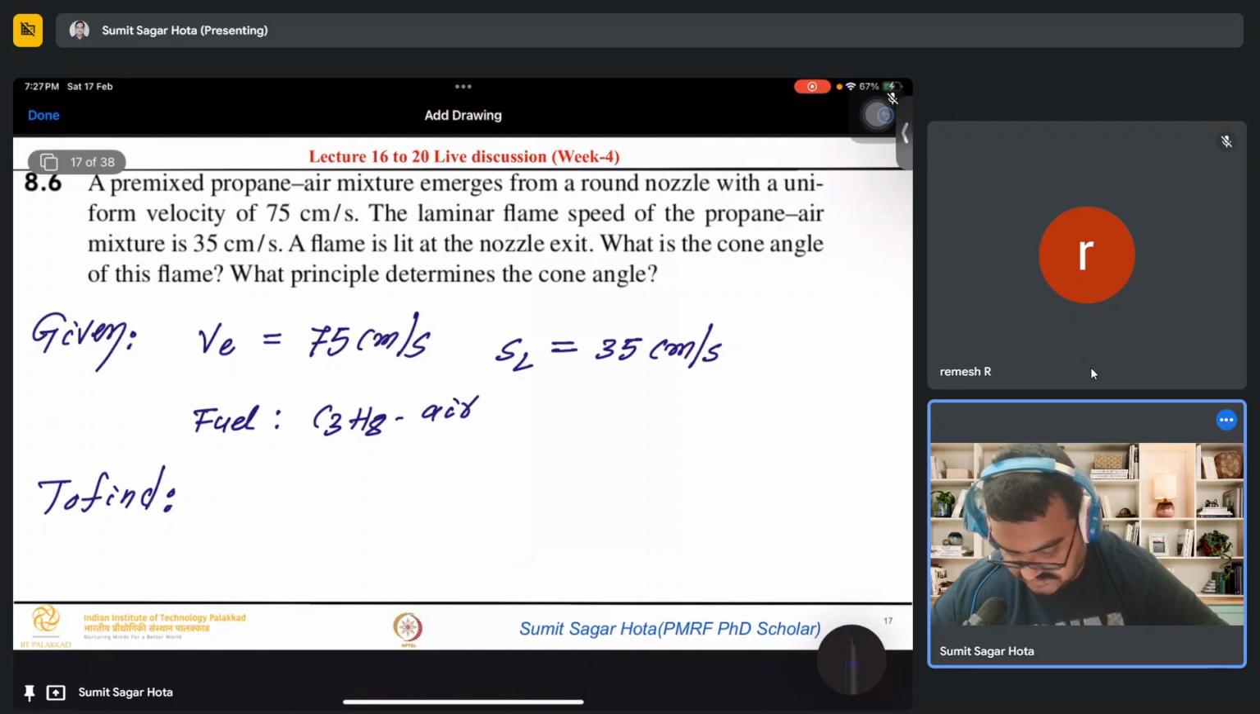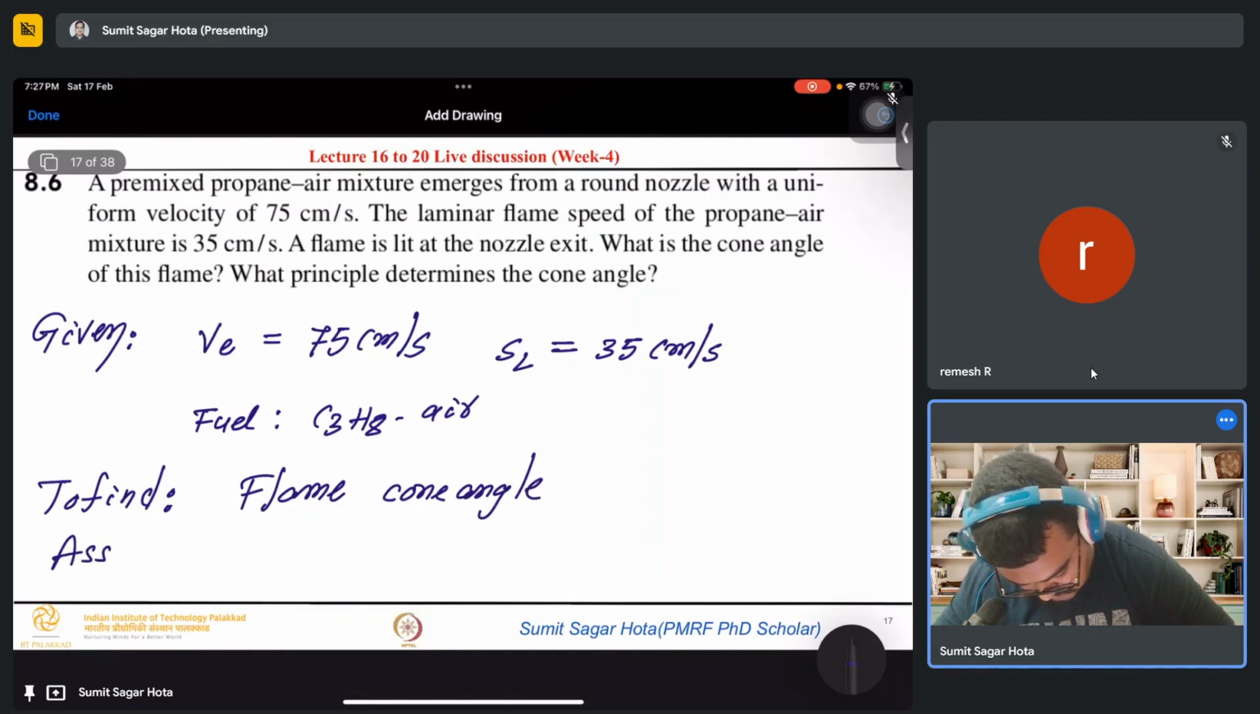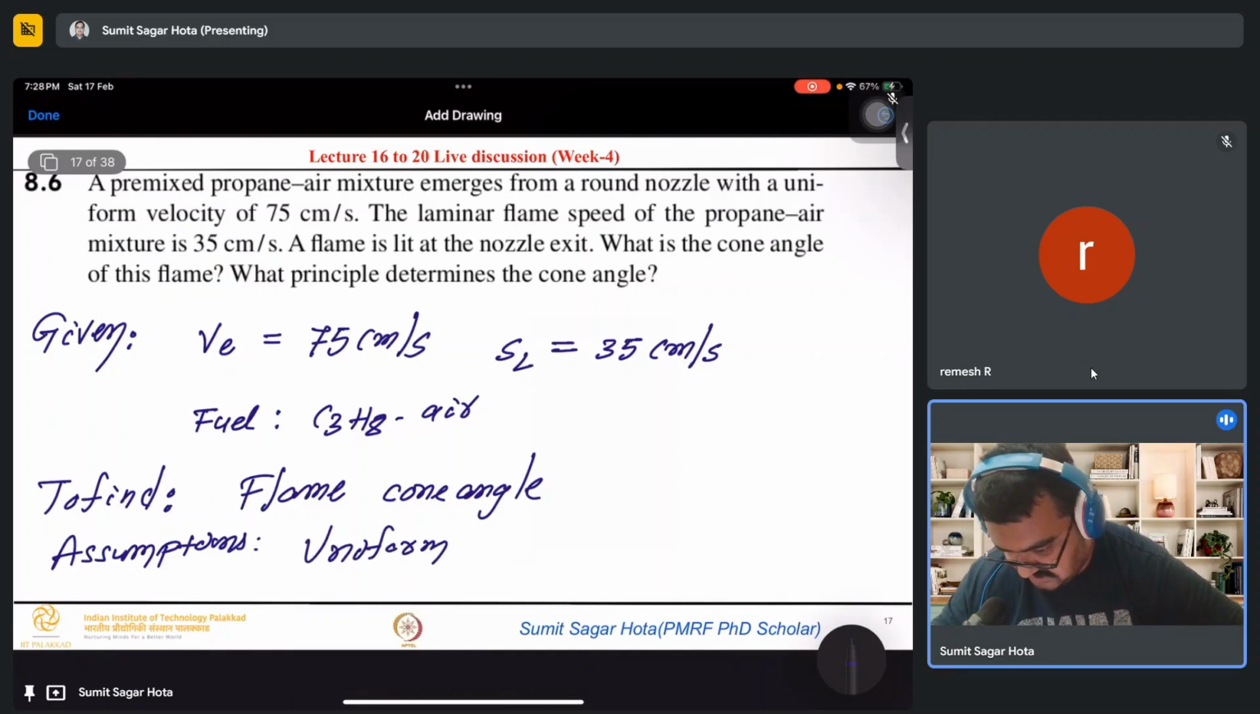I don't think they will ask about the principle. They will only ask you what is the flame angle, or flame cone angle, with the assumptions: uniform velocity profile at the nozzle exit. It's never possible in a practical situation.